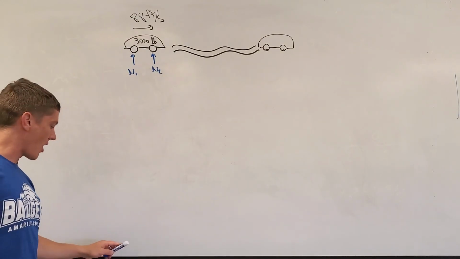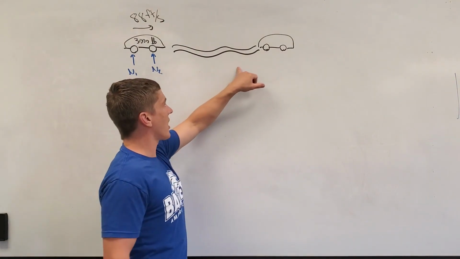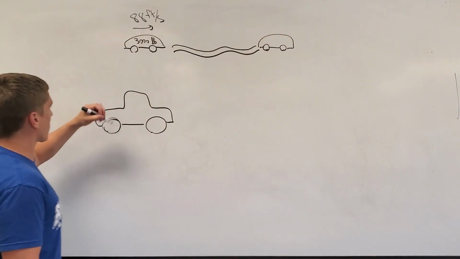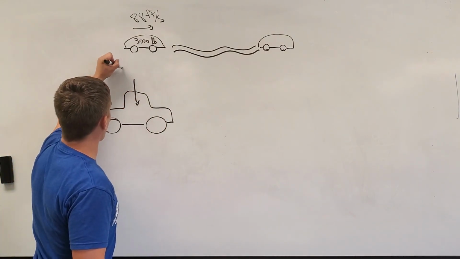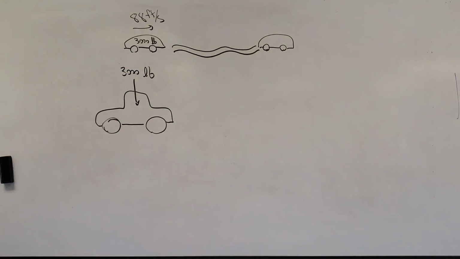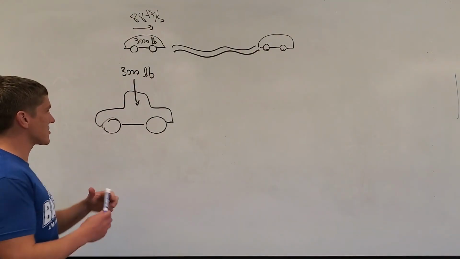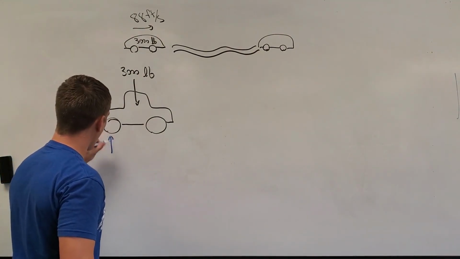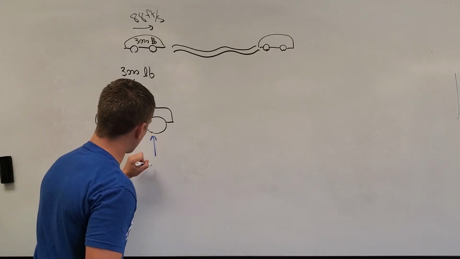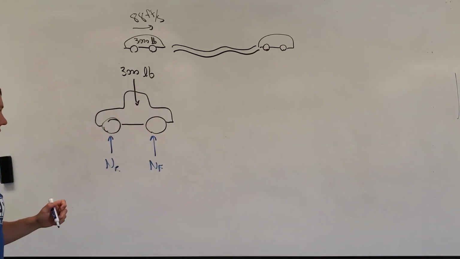So let's draw ourselves a free body diagram of what we have acting when we have the brakes locked up and we're skidding along the side of the road. Here's my car, and it weighs 3,000 pounds. So we know right off the get-go that we have 3,000 pounds of weight acting downward on my car. Okay, we have a contact point with the rear tires and the front tires. So we have a normal force, we'll call it normal force rear, and normal force front. We don't know what the values of those are.